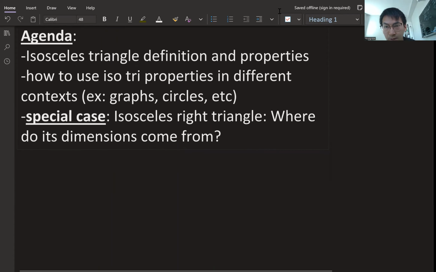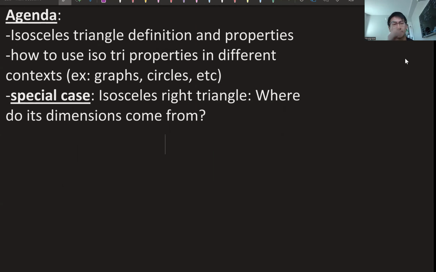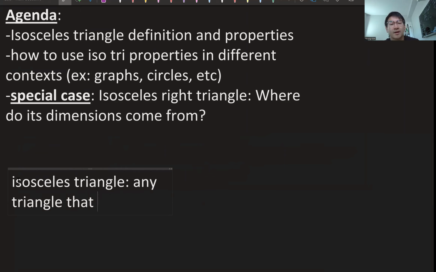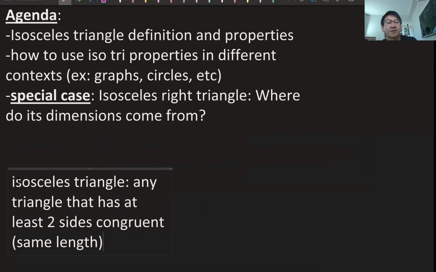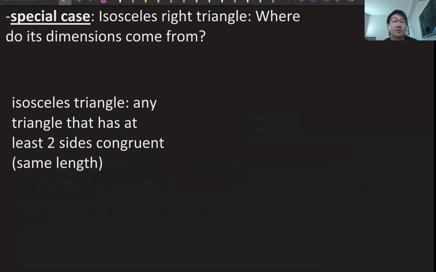Let me make this full screen. Okay, there we go. All right, so what is an isosceles triangle? An isosceles triangle is any triangle that has at least two sides congruent, and that just means same length. So at least two of its three sides must be the same measure.